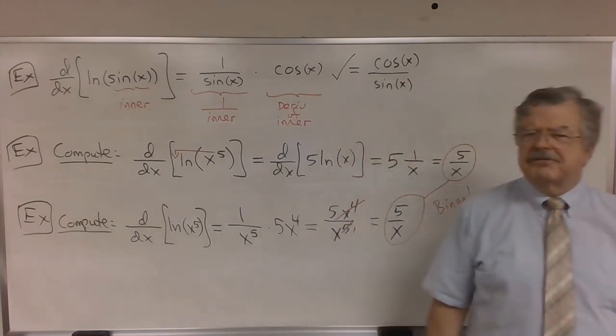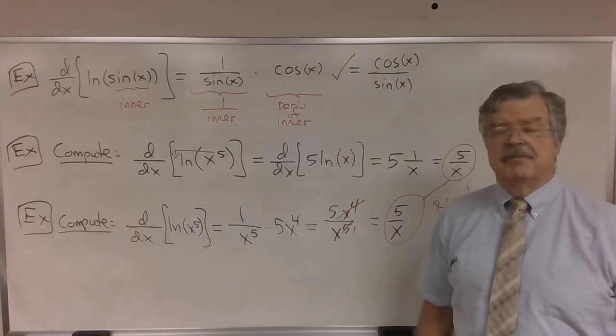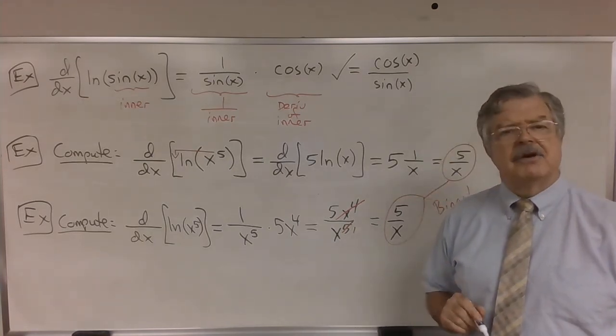And boy, that sure looks familiar. Cosine over sine. Oh, it should look familiar. That's cotangent, isn't it?